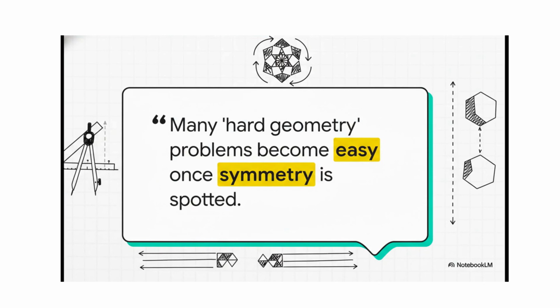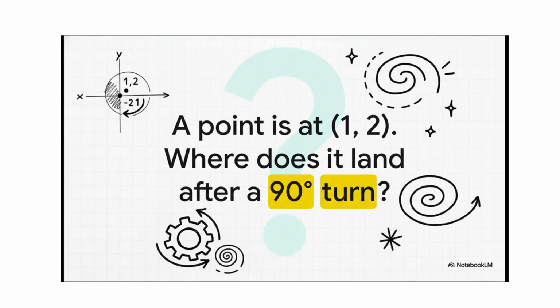The next time you see a really complex geometry problem, don't just stare at it and start measuring. Move it. Ask yourself, what happens if I rotate this piece? What if I reflect this part across a line? So often, the solution isn't in the shape itself, but in the hidden symmetry that you reveal when you start playing with it.